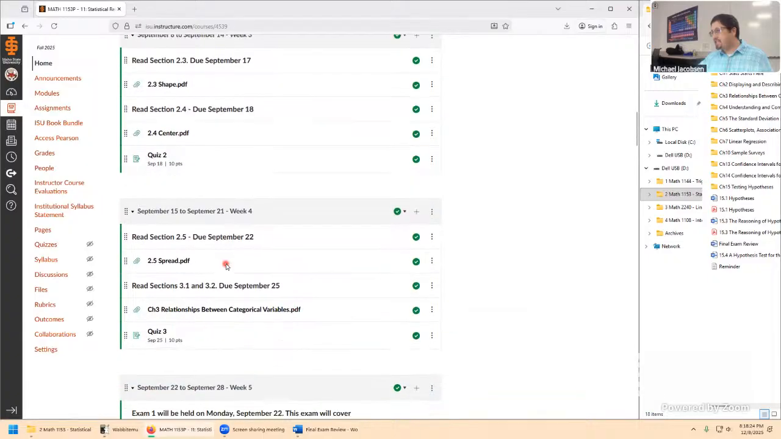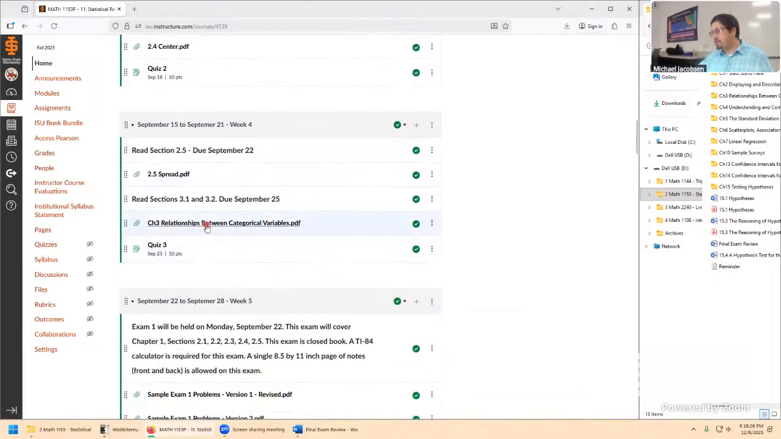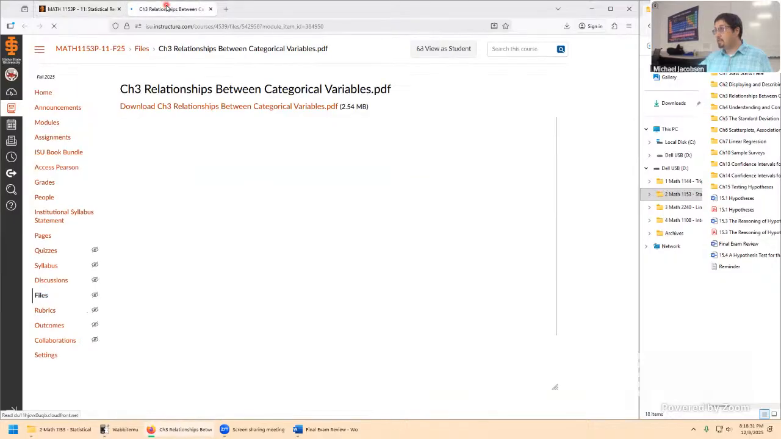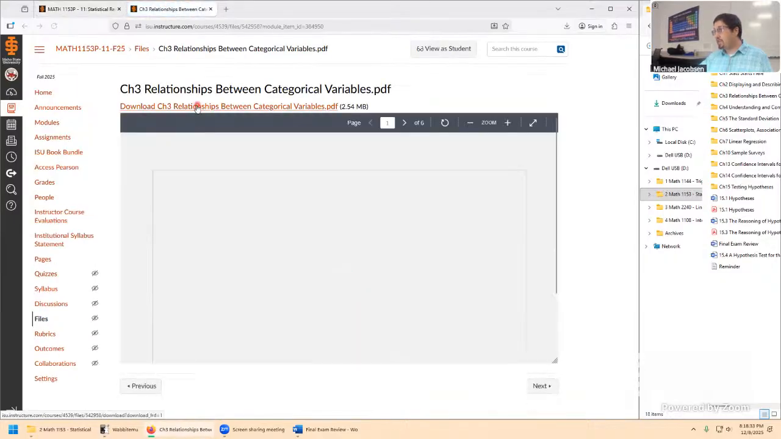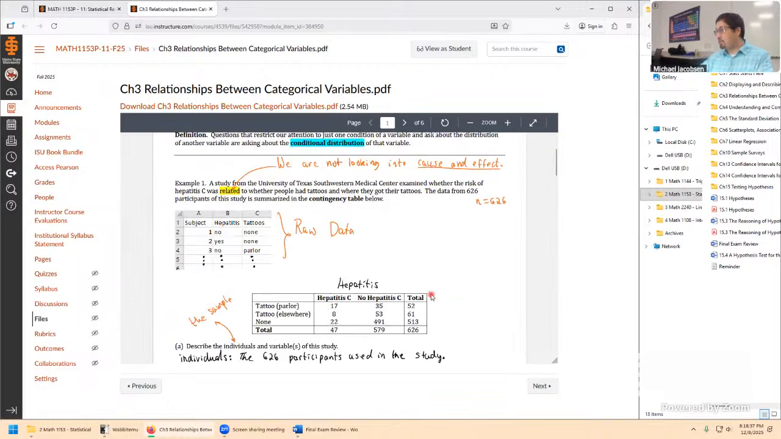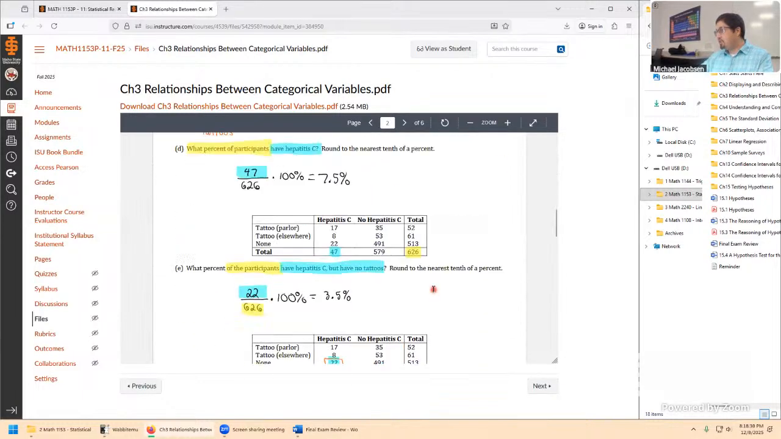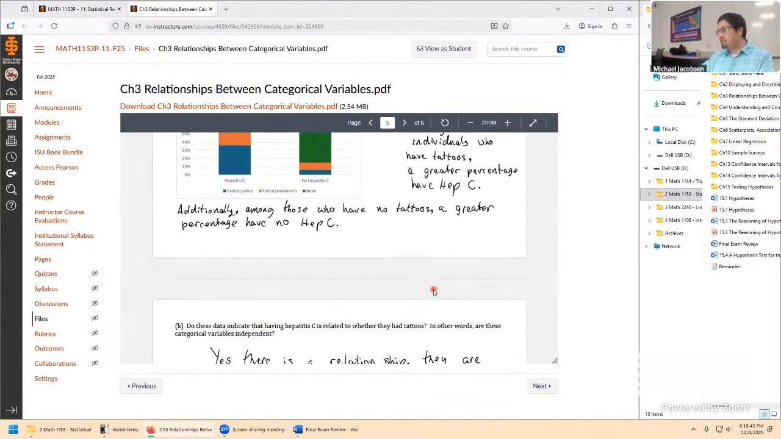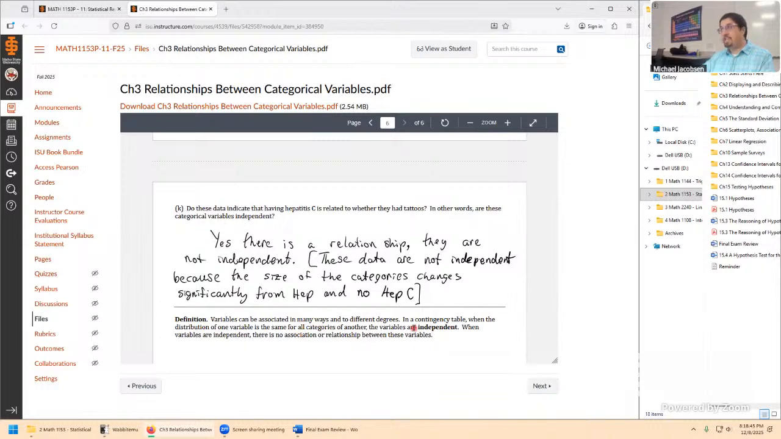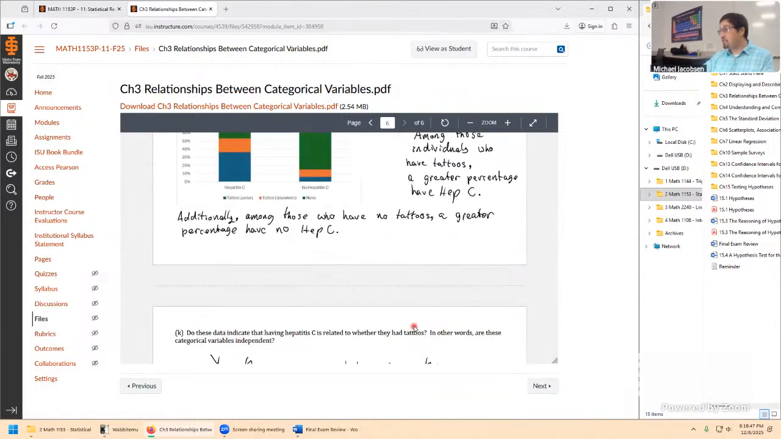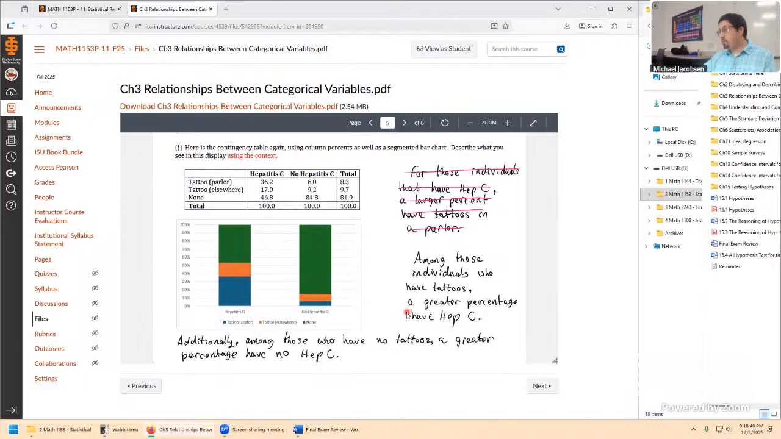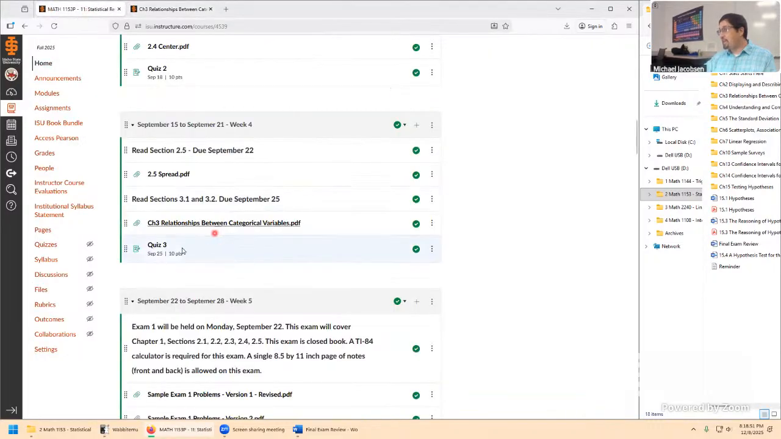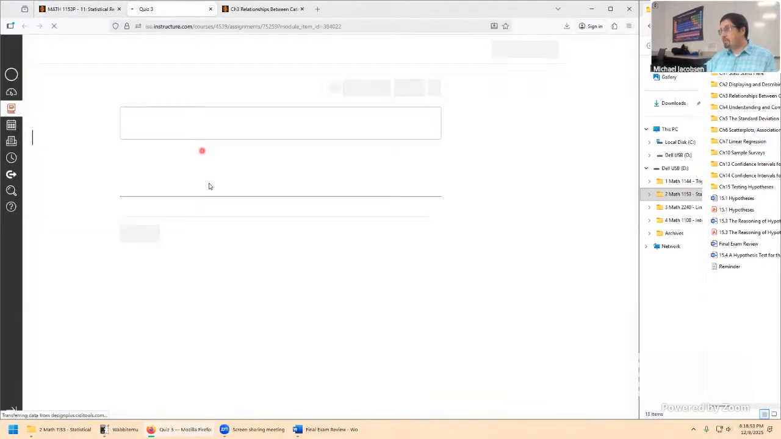But say for this chapter right here, relationships between categorical variables, if I look at this chapter, it was kind of confusing. This one came in as an actual exam question. And there's certain things that we talked about, but we never actually returned to, like, for example, independent categorical variables versus dependent. This was important stuff, but because we never came back to that, it wasn't on quiz 3.